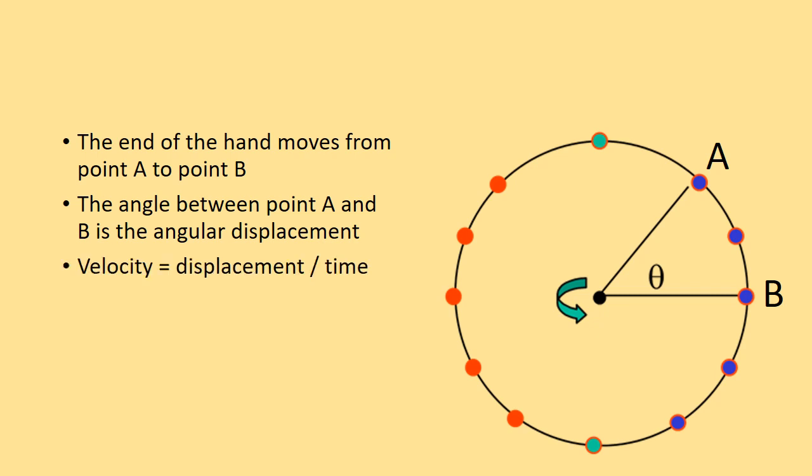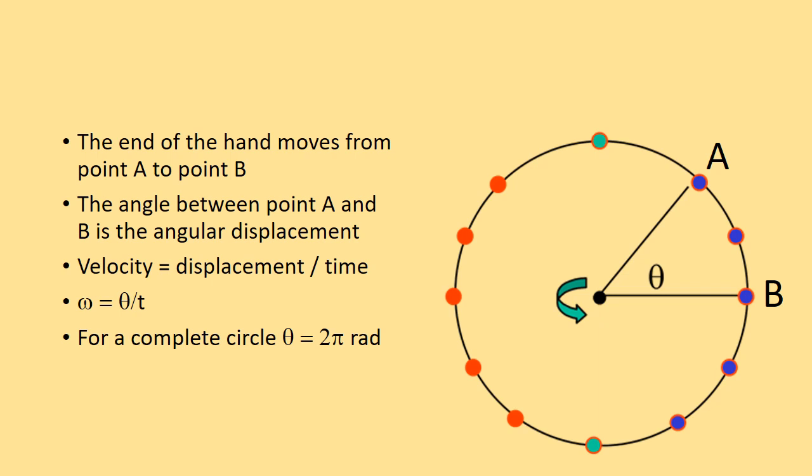Okay, so let's go back to our equation for velocity. It's displacement divided by time. Well, now we've got angular displacement. And so we can come up with this new terminology, angular velocity. So the angular velocity, how fast this hand is going around in the circle, is now measured by its displacement divided by the time taken to go through that displacement.